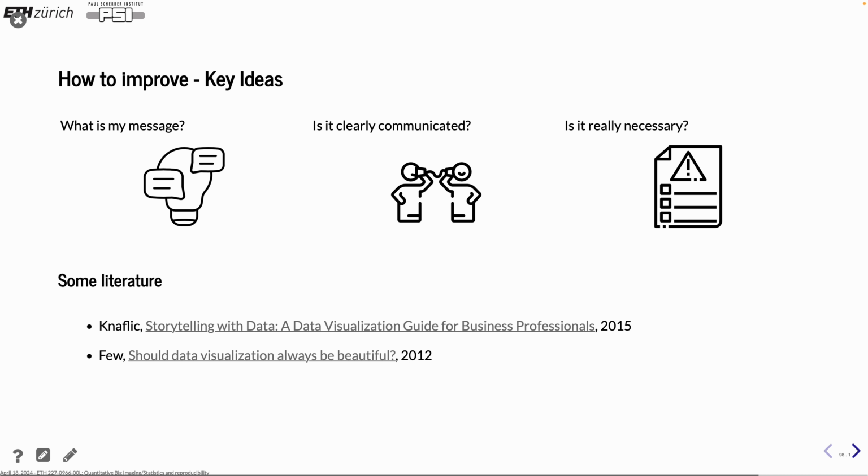So how to improve? Some key ideas on that. First of all, you have to be sure about what your message is. That is the first point when you start making your plot. Next step is, how can I clearly communicate my message? And finally, is your plot actually necessary? Can you write it in words? Can you say it? Usually it is necessary because you already had a message that you want to tell. And these two publications here are good references on how to work with data presentations.